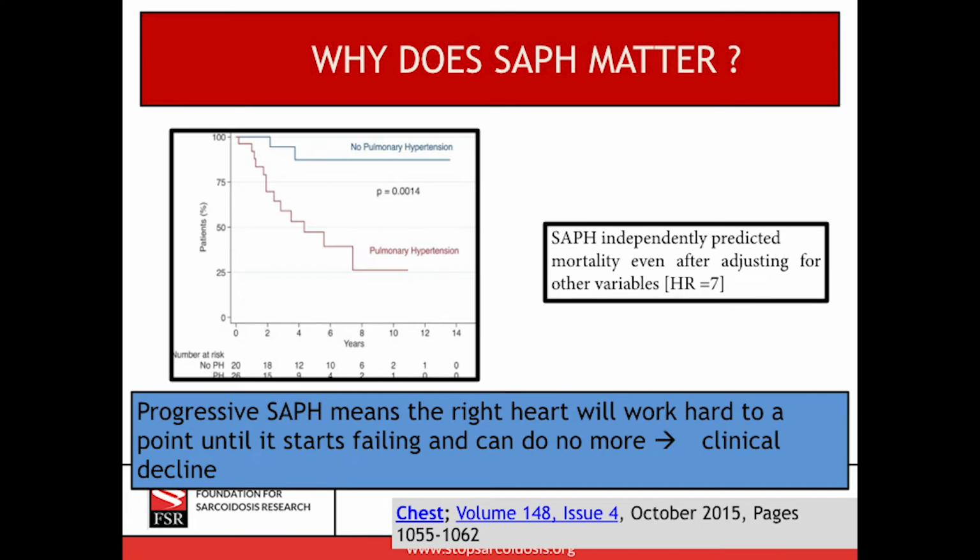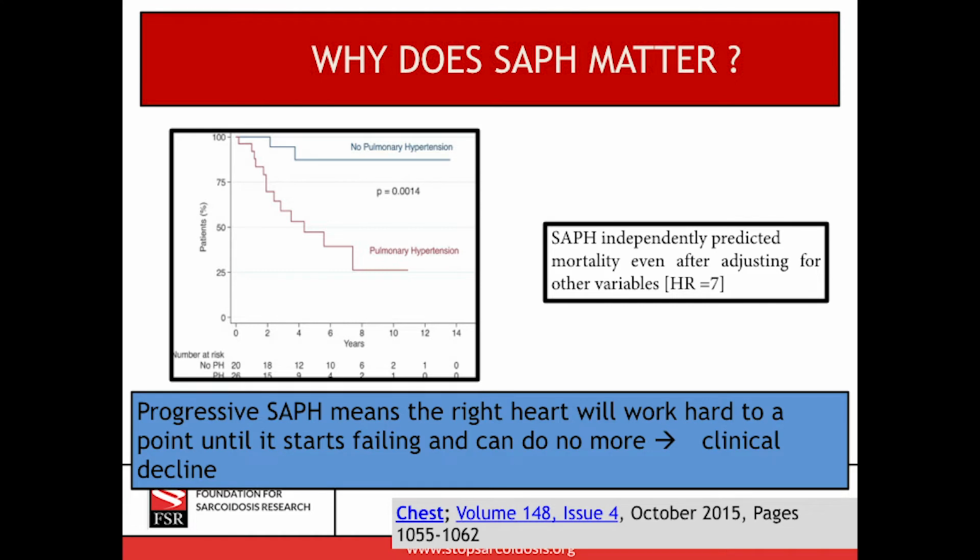And this is a nice curve. We call this the survival curves in medicine. I put this here because it's very easy to appreciate. It's a study that compared different modalities of treatment for sarcoidosis pulmonary hypertension, and they compared the outcomes for patients with sarcoidosis who don't have pulmonary hypertension, and patients with sarcoidosis who have pulmonary hypertension.